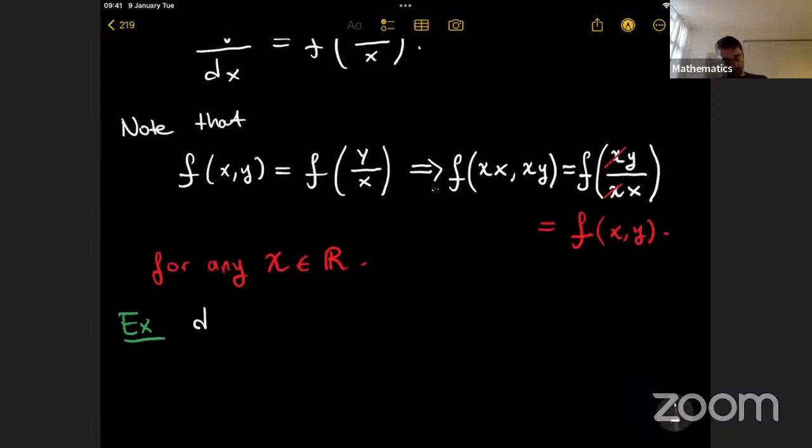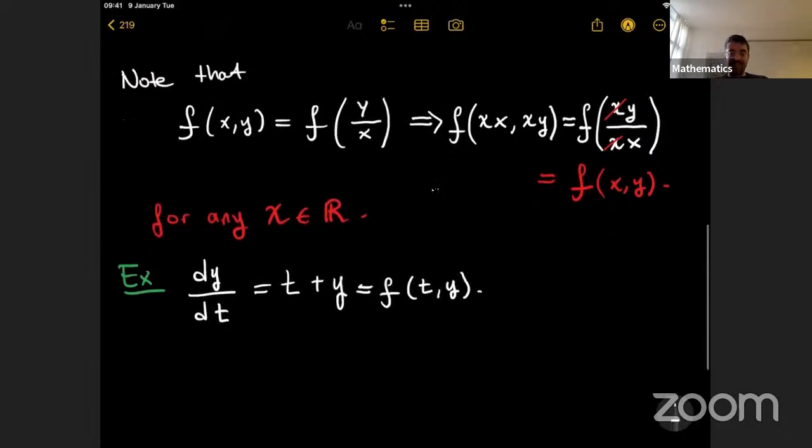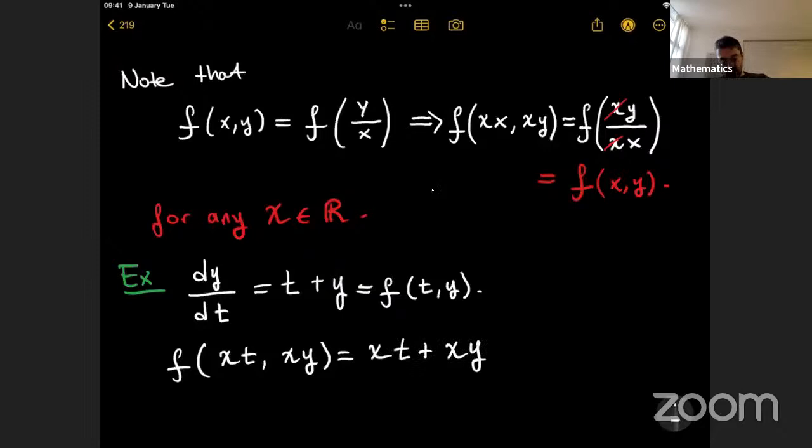Let's say we have dy/dt is equal to t plus y. First of all, is this homogeneous? Well, this equation is not a homogeneous ODE. It's a first order ODE, but it's not homogeneous because the right-hand side is f of t, y. But you cannot write this as f of y over t, because if you multiply with lambda, f of lambda t, lambda y is equal to what? Lambda t plus lambda y, but this is not equal to f of t, y in general, right? Because f of t, y is t plus y. So you see here, this is not a homogeneous equation.